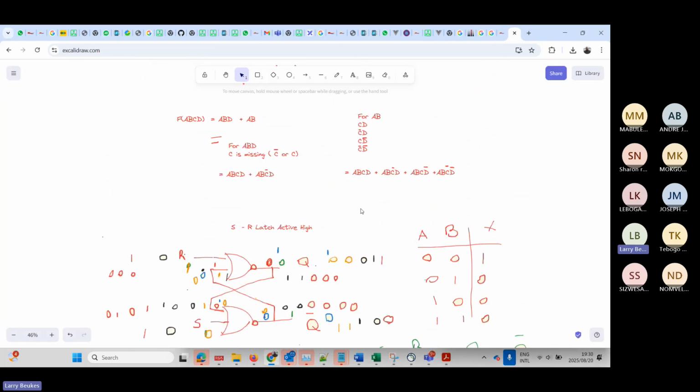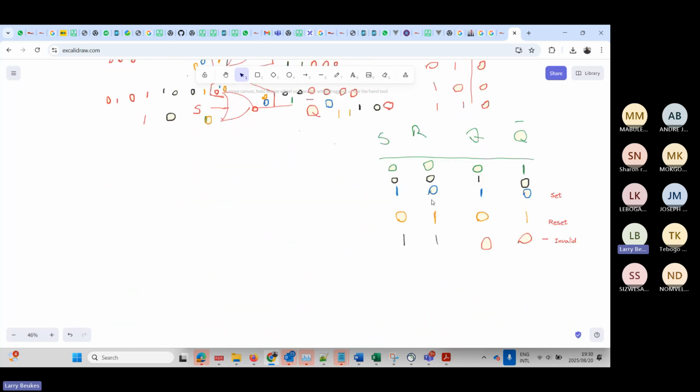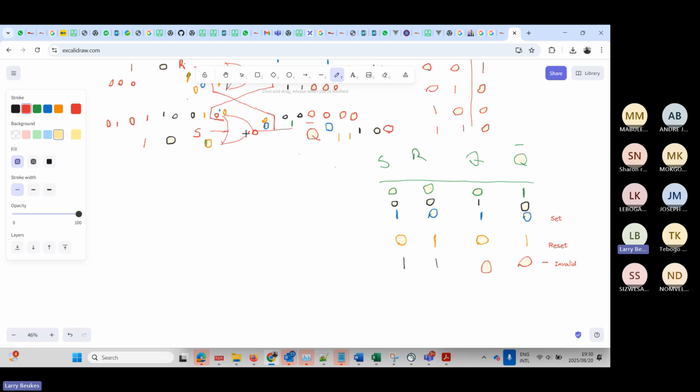I just want to touch the Karnaugh map quickly. Before that, while we're still here, remember this is the active high because you use the NOR gate, right? Then an active low is the one where you use NAND gates. So a flip-flop is basically built from a latch. This is our building block for memory circuits. If you want to store any value, you need to start using latches and flip-flops.